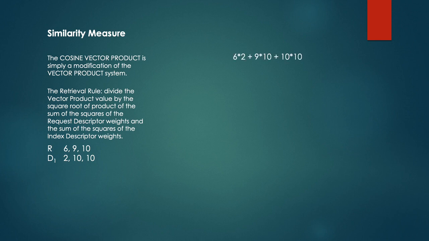What do we do? We multiply 6 times 2, add to that 9 times 10, add to that 10 times 10. Then we take the square root of the square of the request descriptor 1, the square of the request descriptor 2. The same for all the descriptor weights that we have in there. We add those all up. And then we multiply those times the index descriptor value squared, the first index descriptor squared. Add to that the second index descriptor squared, and so on for however many descriptors we have.